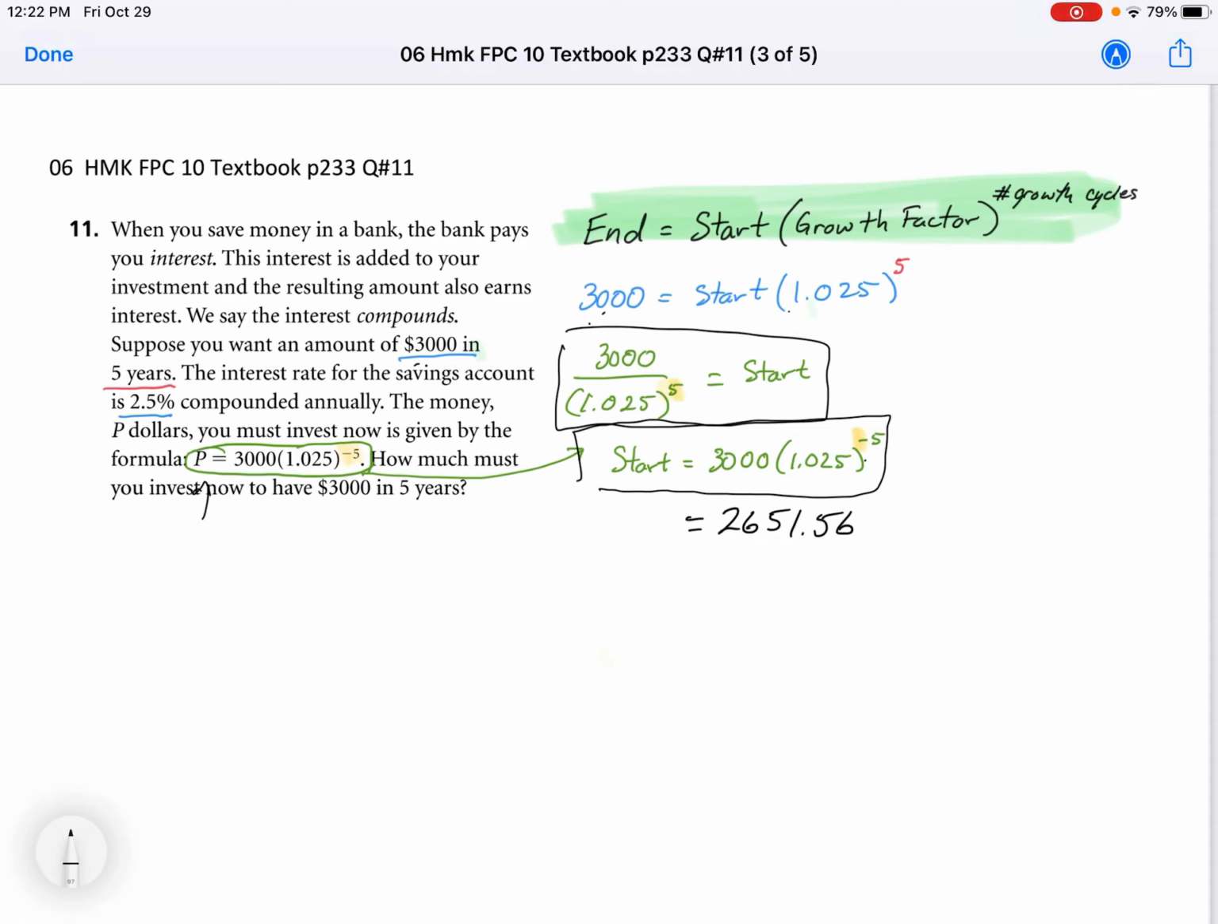So basically, we just need to calculate this value, and the value works out to be $2,651.56. So this question is fairly straightforward in that all it's really asking you to do is to do this calculation, but it is part of a larger problem of our larger set of problems which deal with exponential growth, and we use this equation up here to deal with exponential growth problems.